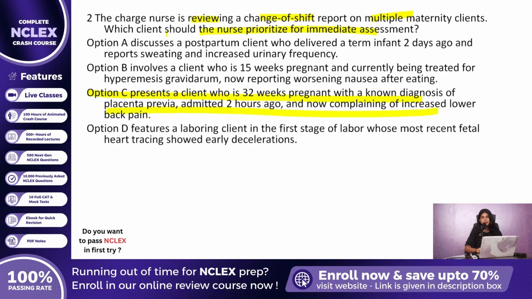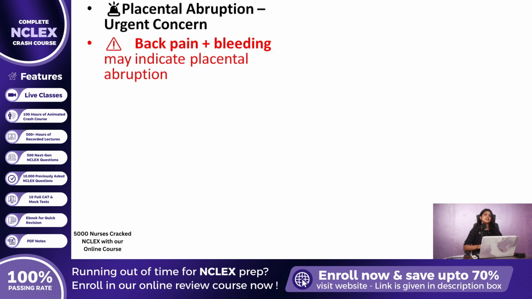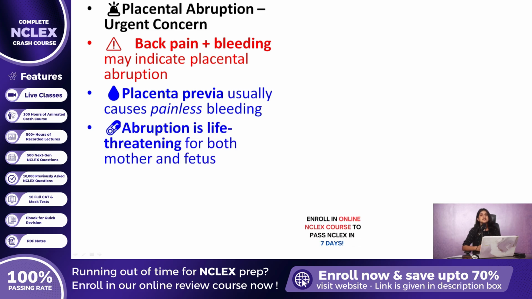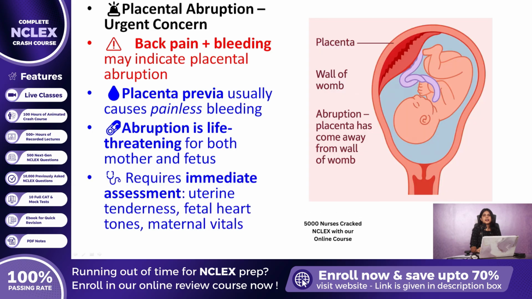The correct answer is Option C, a client who is 32 weeks pregnant with placenta previa and new onset lower back pain. This client needs immediate assessment due to the concern for possible placental abruption, a serious complication. While placenta previa is typically associated with painless vaginal bleeding, the sudden onset of back pain could signal a premature separation of the placenta from the uterine wall. This poses life-threatening risk to both mother and fetus and warrants urgent evaluation of uterine tenderness, fetal heart tones, and maternal hemodynamic status.